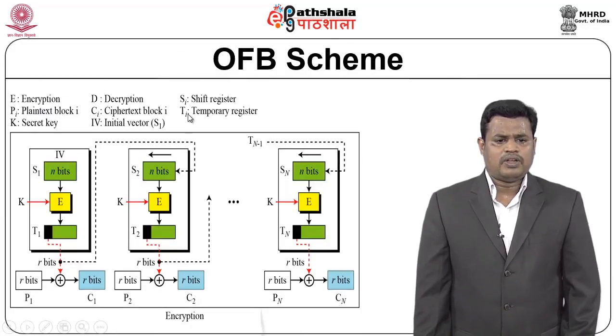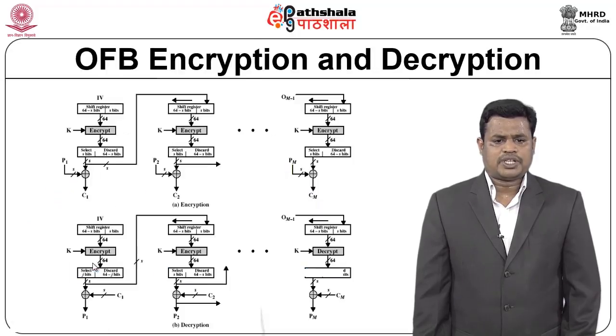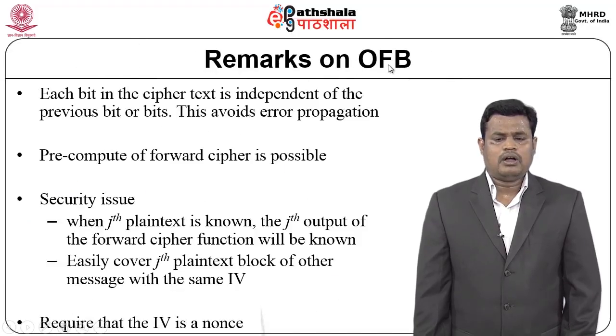Next comes the OFB output feedback scheme, where it takes the initial vector and key, and instead of taking the output from C1, it takes the value before C1. That is the change over the earlier mode of operation. The remark on output feedback is that each bit in the ciphertext is independent of the previous bit or bits, so you avoid the error propagation that happens due to cipher feedback chaining.